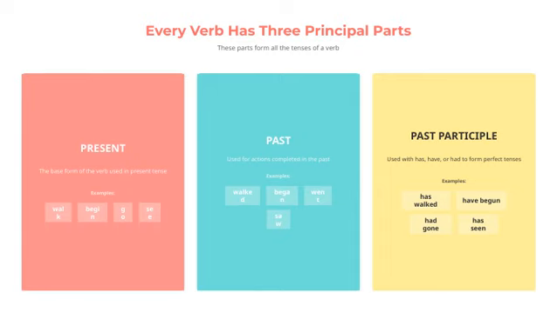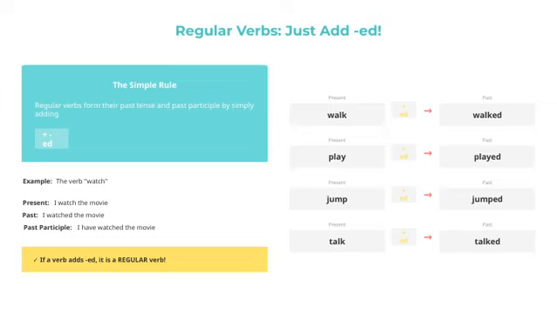Finally, there's the past participle. This is a special form of the verb used with has, have, or had to create perfect tenses. For instance, has walked, have begun, had gone, and has seen. These forms help us talk about actions that are connected to the present or are part of a completed action in the past. Understanding these three principal parts is key because they help us conjugate verbs correctly across all tenses and communicate clearly. They're the building blocks of verb forms, and mastering them makes your English much more precise and versatile.